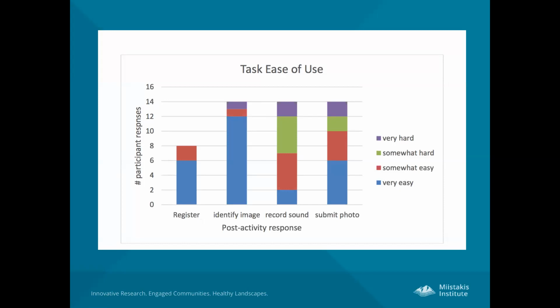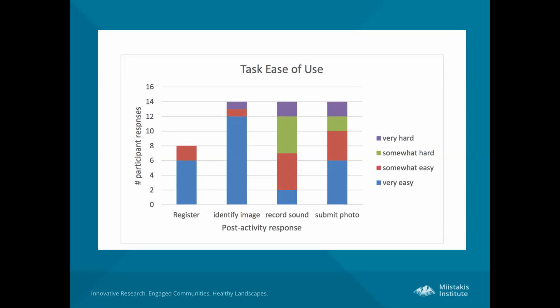And so this is just an example of the types of survey results we would get back, that people would tell us if certain functionalities were easy to use or hard to use. And then before we released a tool, we would go back and make these adjustments to make the tool as user-friendly as possible.